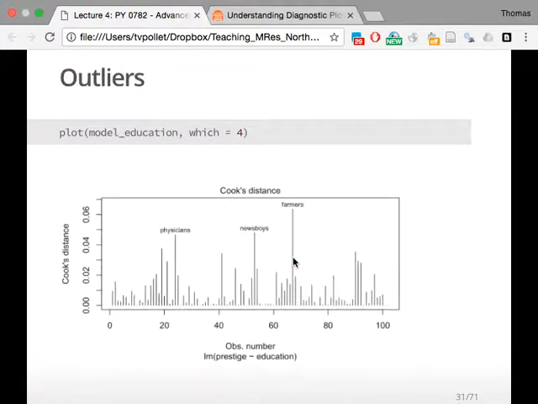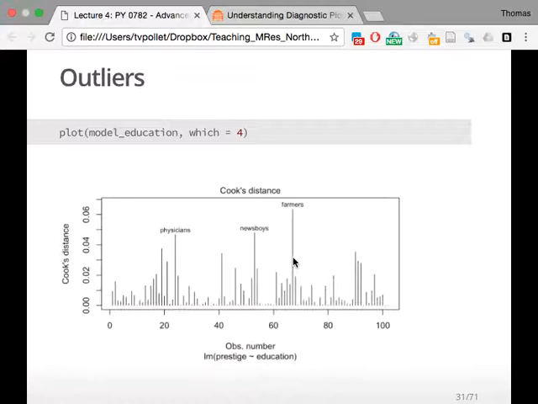And then finally, you might have heard of Cook's distance, or D of beta, and there are cases which could be potentially very influential outliers in your regression analysis. This plot nicely shows you which cases are potentially outliers.